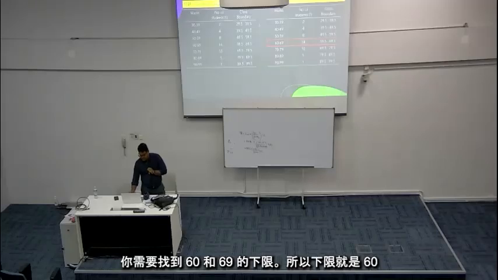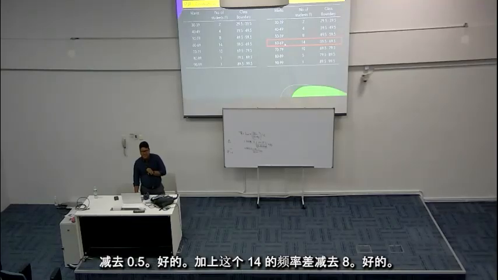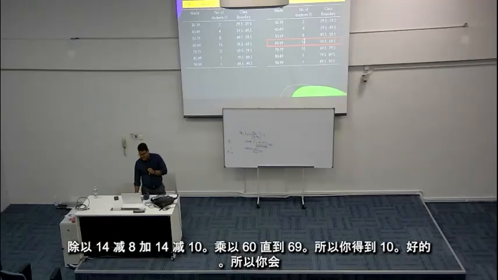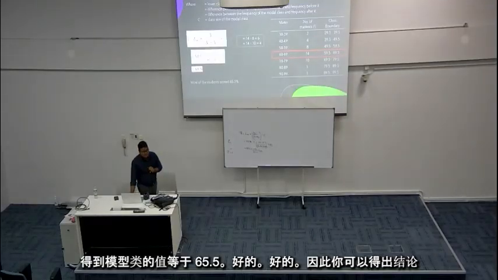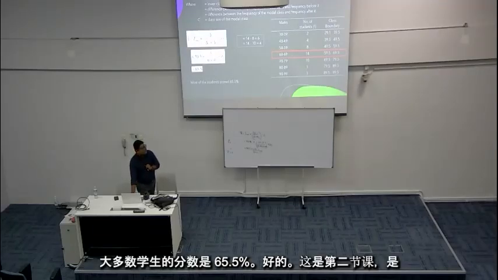After that, you need to find the lower class boundary for 60 to 69. So the lower class boundary will be 60 minus 0.5, plus the difference of the frequency, 14 minus 8, divided by 14 minus 8 plus 14 minus 10, multiplied by the class size, 60 until 69, so you get 10. So you will get the value for the modal class is equal to 65.5. Alright, so you can conclude that most of the students score 65.5%.